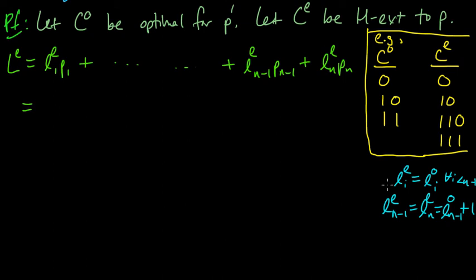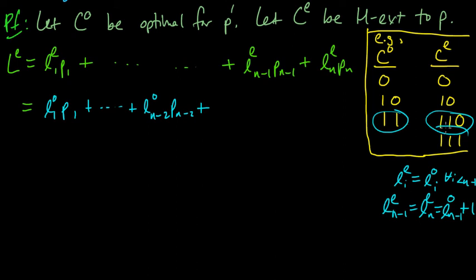So these are all the same. So we have l1 0 p1 all the same up to l_{n-2} p_{n-2}. And now this one is equal to l_{n-1} plus 1. Remember, this was l_{n-1}, the length of this one, and it's one more. And same thing for this. So this is l_{n-1}.